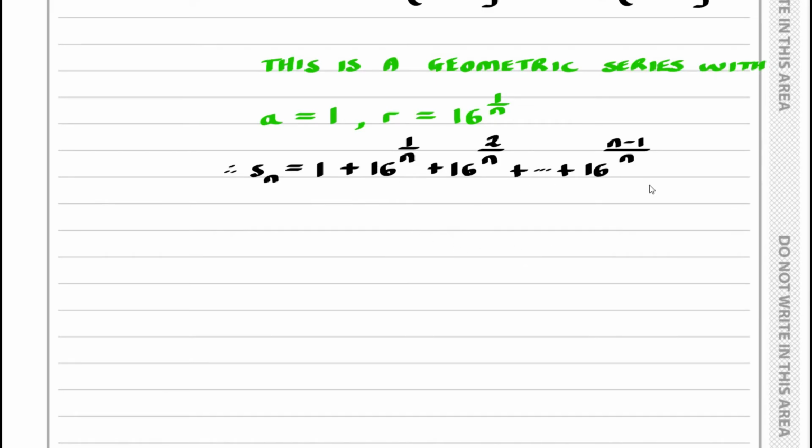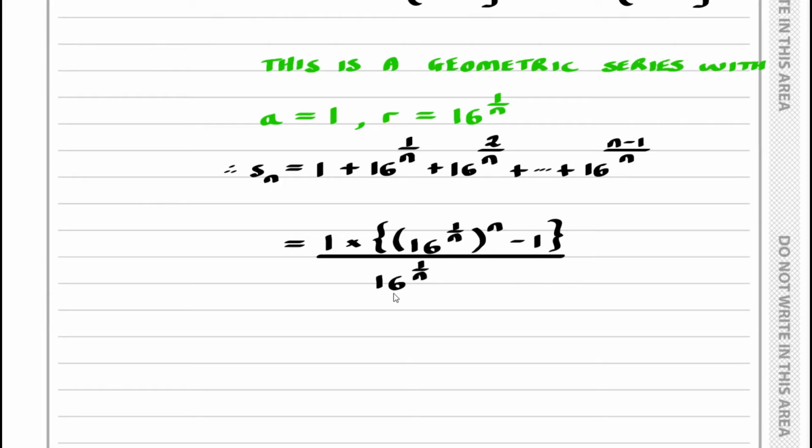So the sum of these terms we can find out. We have 1 multiplied by 16 to the 1 over n to the n, subtract 1, and then we divide this by 16 to the 1 over n, subtract 1. Now 16 to the 1 over n to the n is just 16, so we have 16 subtract 1, which is 15, and multiplying that by 1, we get 15. So we have 15 over 16 to the 1 over n, subtract 1.